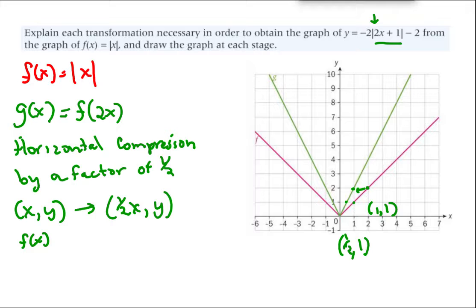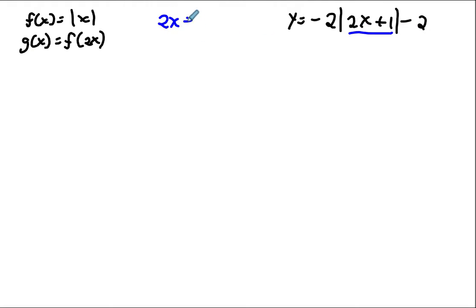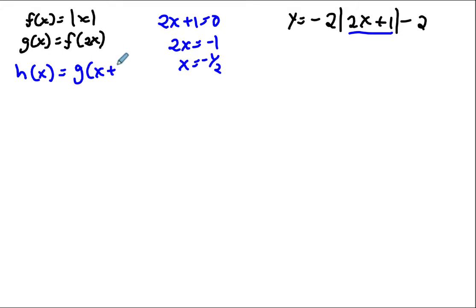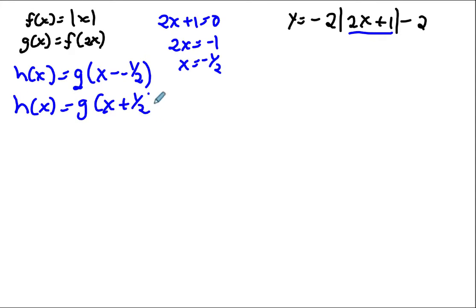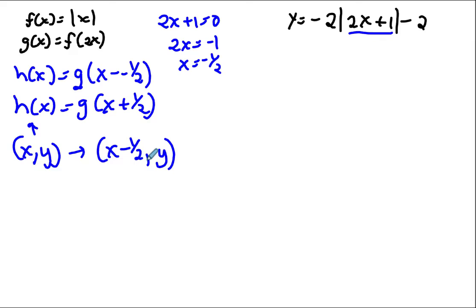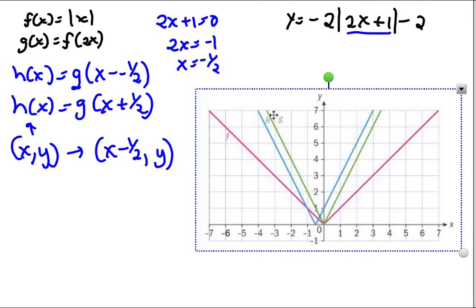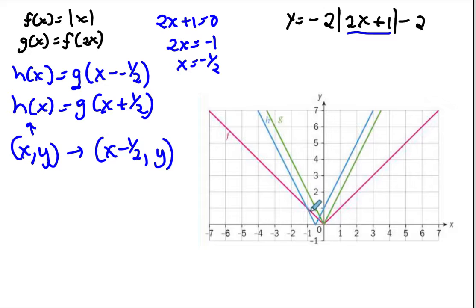Okay, next, still working inside the parentheses, I'm going to find my horizontal translation. So I'm going to set what's inside the parentheses equal to 0 and solve, and that'll give me my transformation left to right. So I'm going to rewrite h of x in terms of our last function, g of x, as g of (x minus a negative 1/2), which becomes g of (x plus 1/2). Now this means that for every point in h of x, I'm going to subtract 1/2 from each x value. See on this graph, my green graph, which was my last g of x function, I subtract 1/2 from each x value to get the green graph.